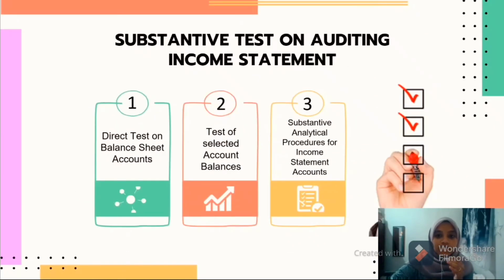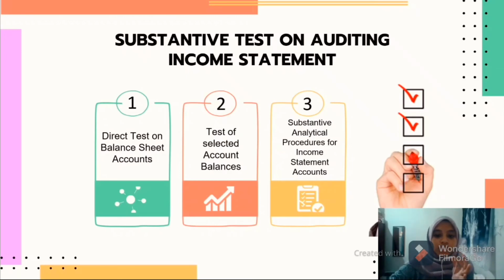Next, I will discuss the substantive test on auditing the income statement. Substantive tests have three methods: first, direct test on balance sheet account; second, test of selected account balance; and third, the substantive analytical procedure for income statement account. As we know, substantive tests are the activities performed by auditors in order to detect material misstatement or fraud at the assertion level. So in auditing the income statement, there are three ways which I have mentioned earlier.